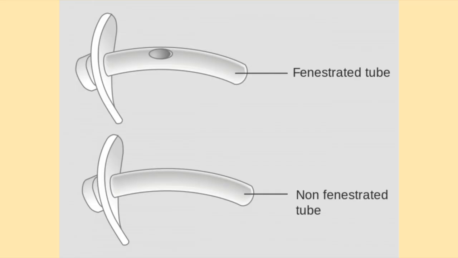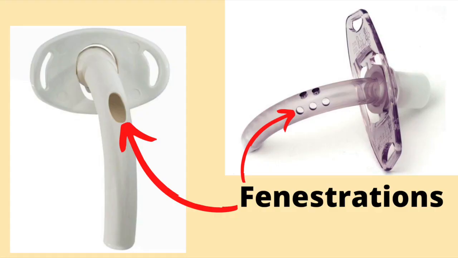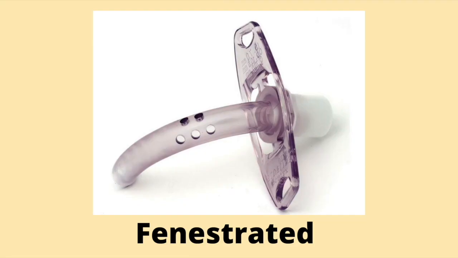One key feature which differentiates tracheostomy tubes into two distinct groups is the presence or absence of holes in the shaft of the tracheostomy tube. These holes are called fenestrations. Join me this week as I discuss what a fenestrated tracheostomy tube is.